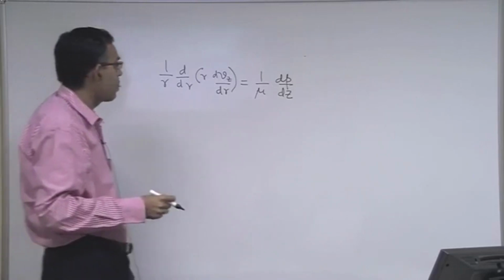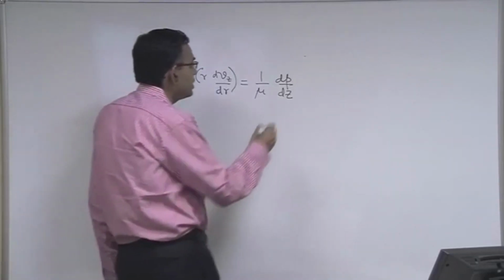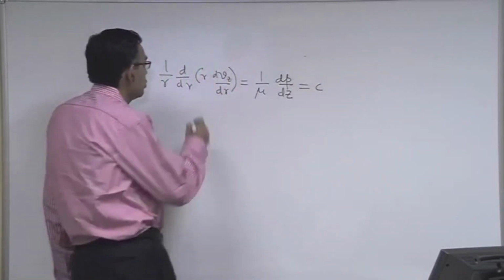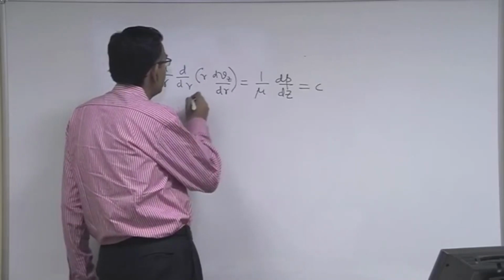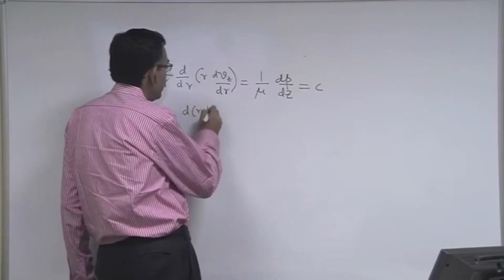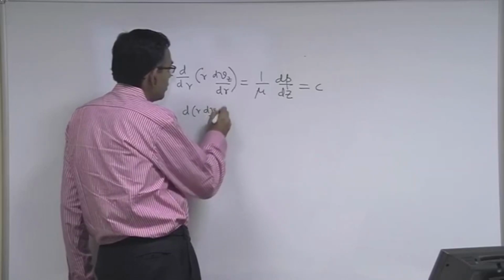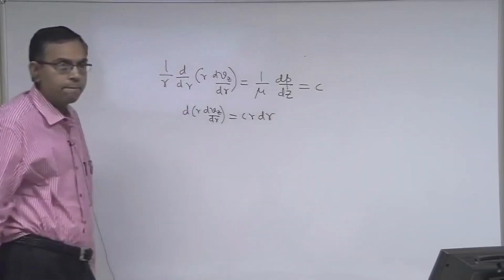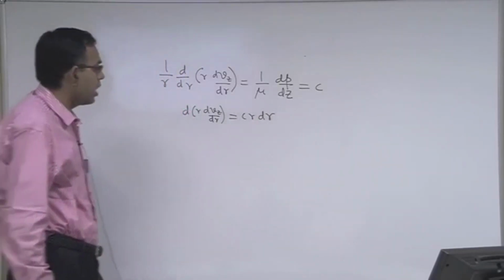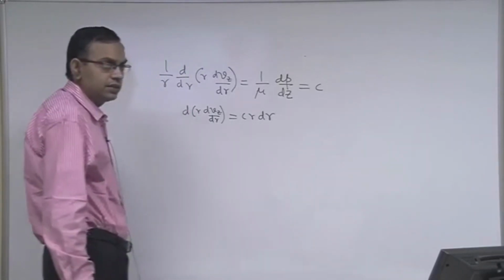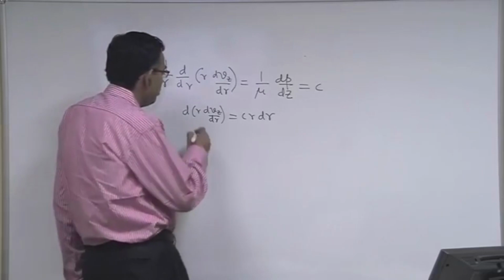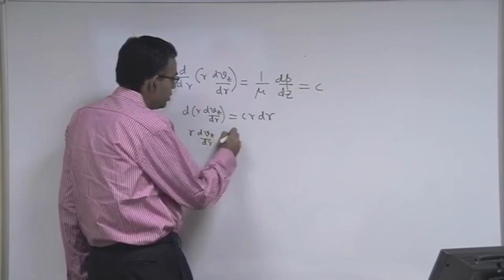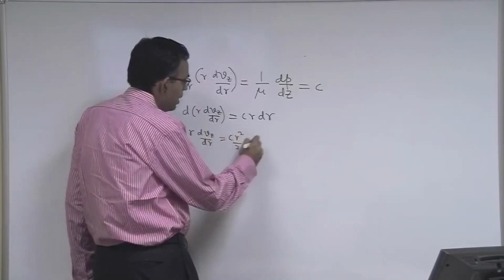Next, what we do? Each is equal to say C. So, we can write d of r dVz dr is equal to C r dr. We can now integrate it. So, if we integrate it now, r dVz dr is equal to C r square by 2 plus C1.